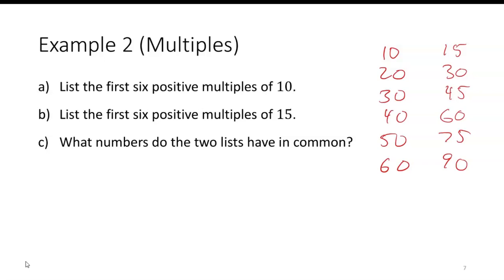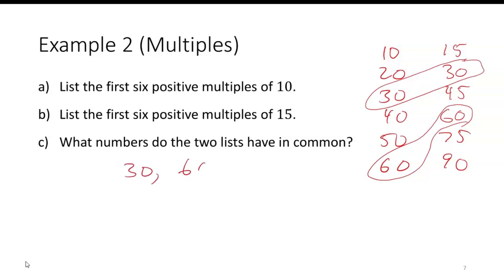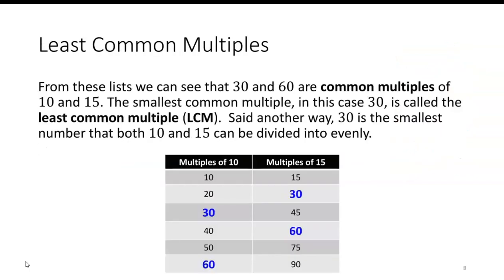So what numbers do these two sets have in common? I notice that they both have a 30 and they both have a 60. So from just these two, 30 and 60. So from these lists, we can see that 30 and 60 are common multiples of 10 and 15.